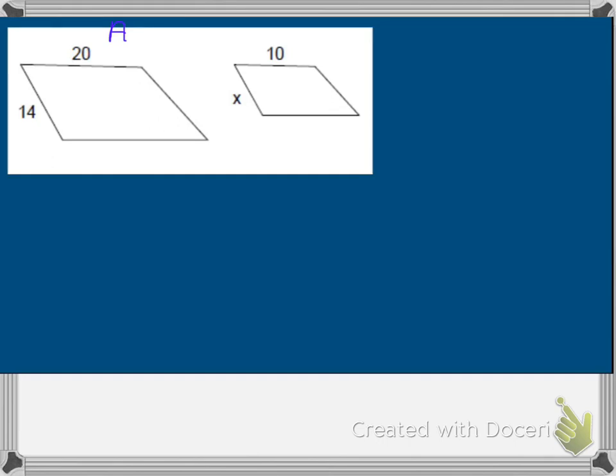This is quadrilateral B. So now what I need to do is set up my proportion, making sure that I have everything in the right order. So if I'm going to put A on the top, I'm going to make sure that in my proportions I keep A's information on the top and B's information on the bottom in both of those ratios.